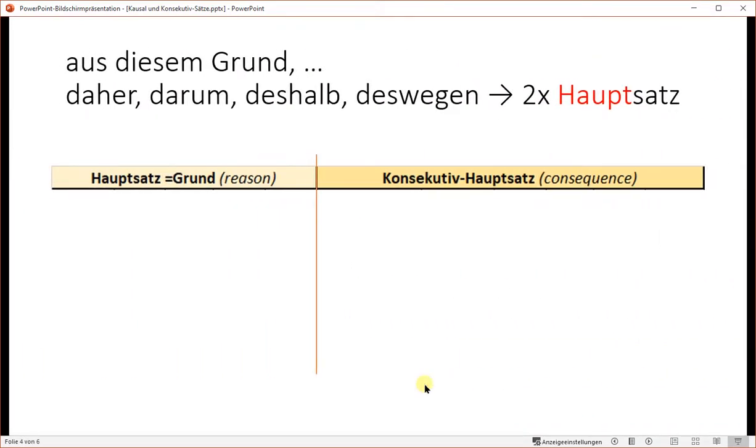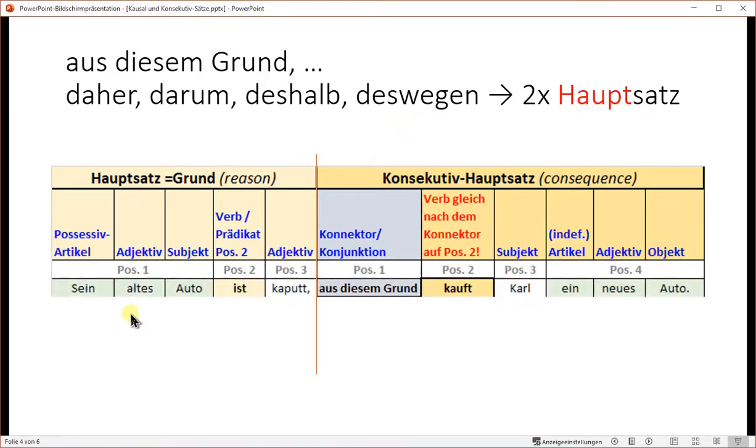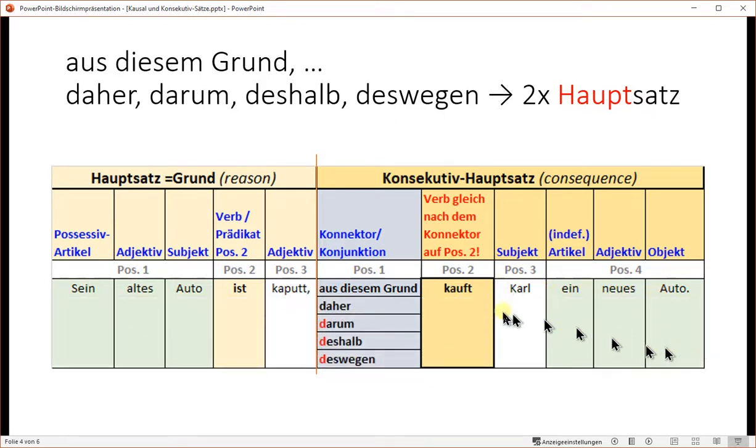Let's talk about other connectors, so-called Konsekutiv-Konnektoren, which are expressing a consequence. Here's the reason, and here will be the consequence. They are called aus diesem Grund, daher, darum, deshalb, deswegen. Same structure, positioning. Our sample sentence is, sein altes Auto ist kaputt. Aus diesem Grund, connector, kauft Karl ein neues Auto. And the same is true for the connectors daher, darum, deshalb, deswegen.